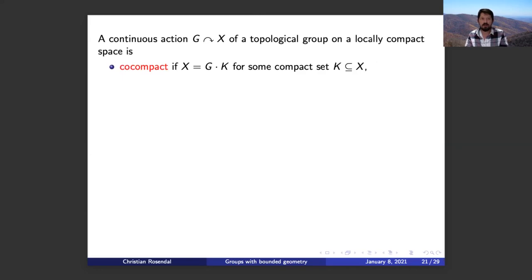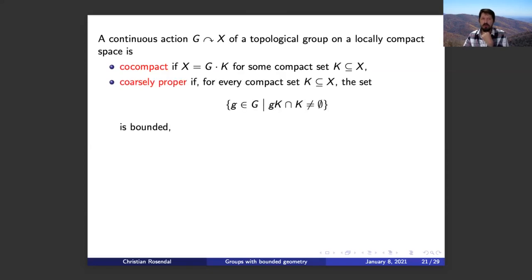So you start out with a continuous action of a topological group G on some locally compact space. Co-compactness is the easiest notion to understand. This is simply that you have a compact fundamental domain for the action, which means there's some compact set so that all orbits intersect this compact set. And when you move this compact set around, you get some covering of the locally compact space.